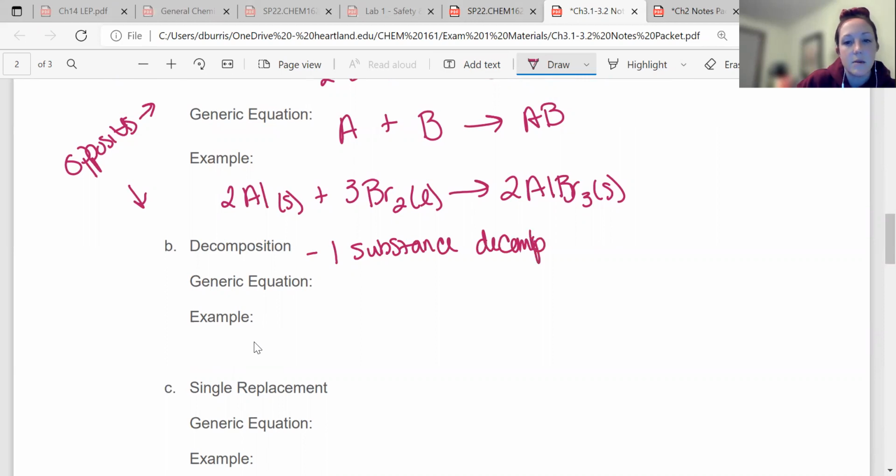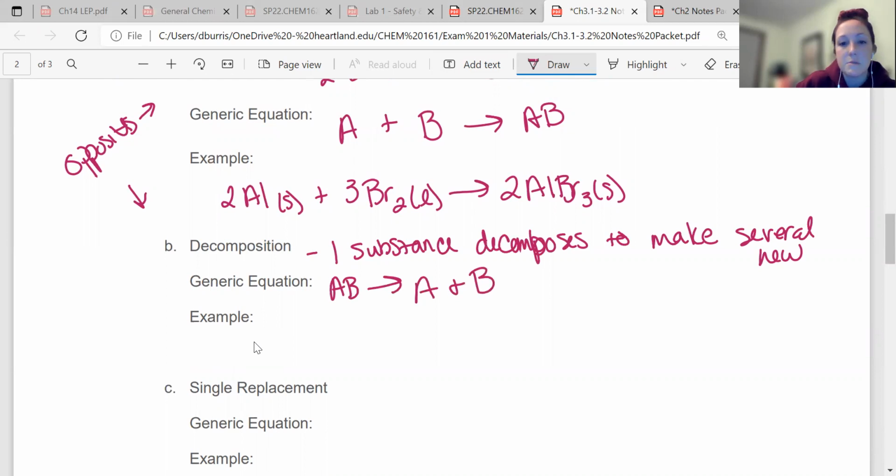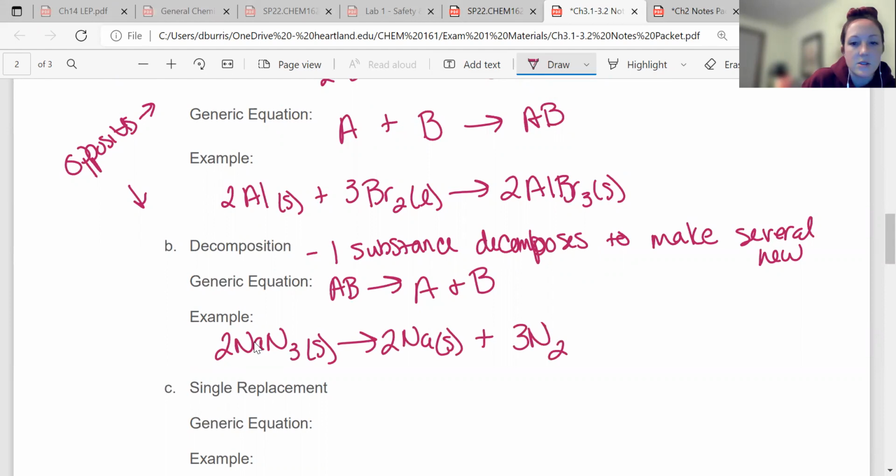Now decomposition, like I said, is just the opposite. So this would be one substance decomposing, or breaking, to make, it could be 2, it could be 3, several new smaller substances. So generically, I would have AB breaking down into A plus B. That's what the reaction would look like. So this is what happens with sodium azide. Sodium azide is actually used in airbags, to fill them up really quick with gas. So this is an example reaction. I start with one compound and it breaks into two different compounds.